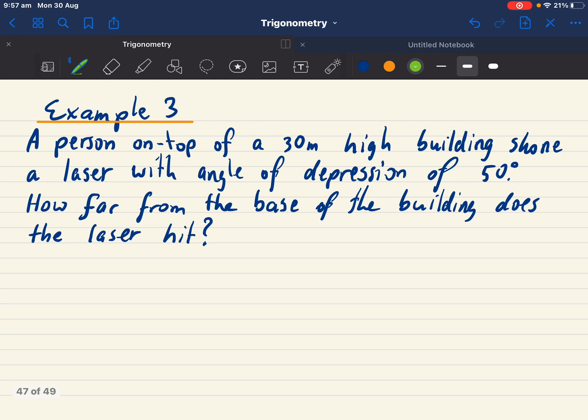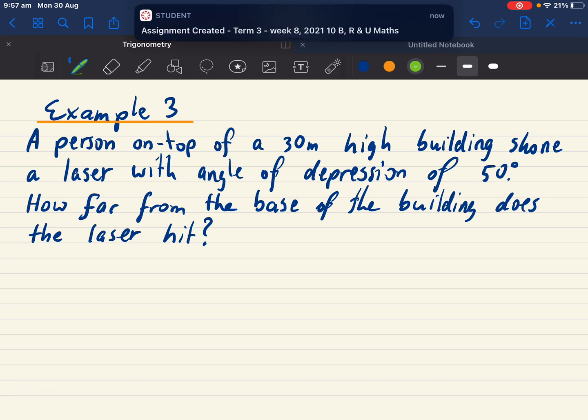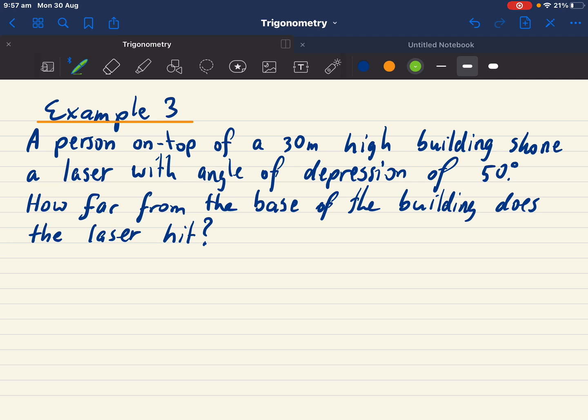All right, now we're having a look at it. Okay, it's an angle of depression question. Now remember, these ones here, it's trigonometry, so we're typically dealing with triangles. This particular question has no triangle there, so our first job is going to be to draw up a triangle.